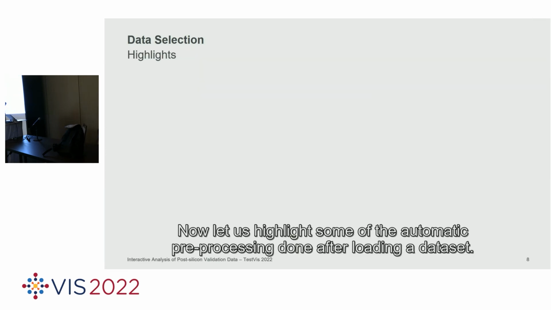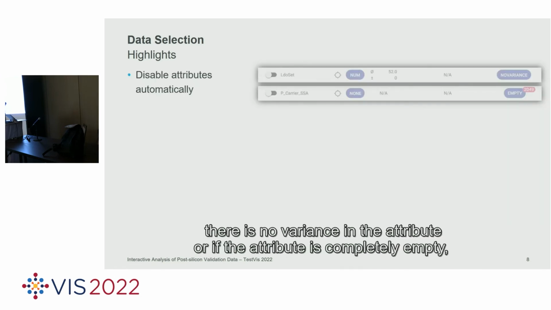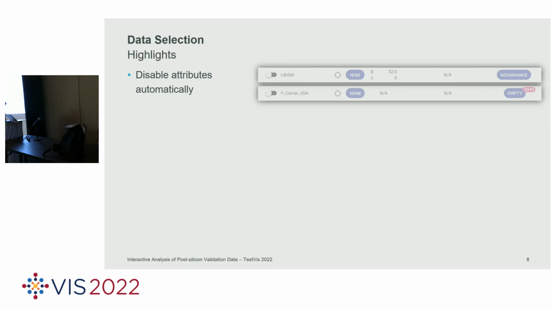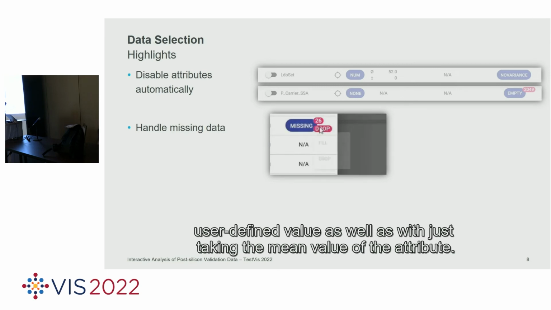Now let us highlight some of the automatic preprocessing done after loading a dataset. The application will recognize and disable attributes, for example, if there is no variance in the attribute, or if the attribute is completely empty, as well as if it recognizes the attribute as being only a counter. It can also handle missing data by dropping the data items, or by filling them with a user-defined value, as well as just taking the mean value of the attribute.